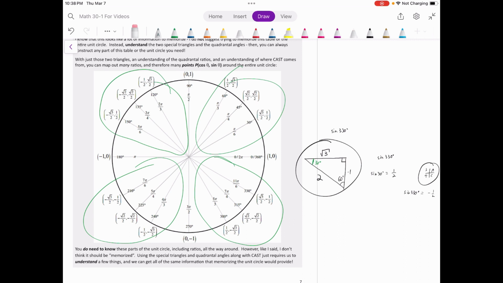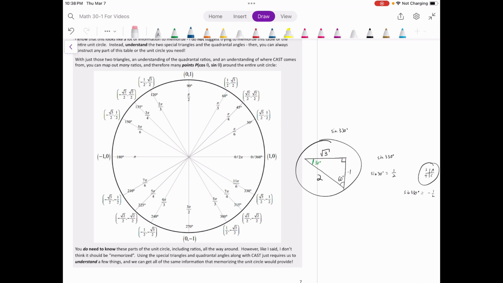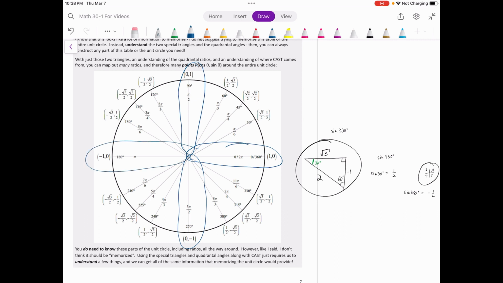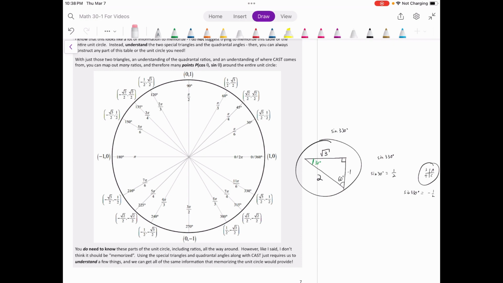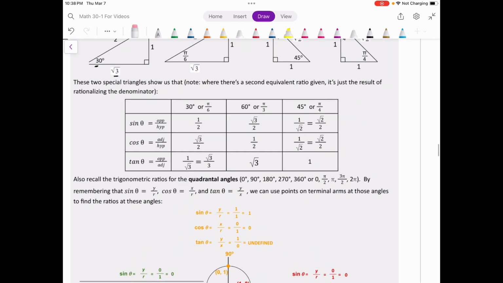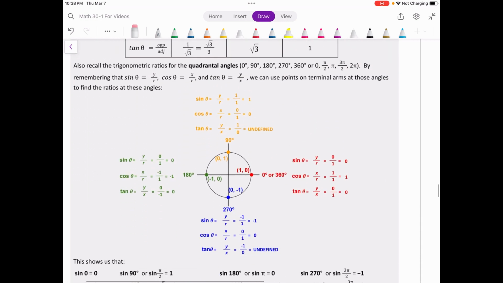It's using the special triangles, the 30, 60, 90, or the 45, 45, 90. That just leaves these ones. But these are just the quadrantal angles, right? 0, 90, 180, 270, or 0, pi over 2, pi, 3 pi over 2, 2 pi, okay? Let's remind ourselves of how those work. So the quadrantal angles, okay, are called that because they separate one quadrant from another.